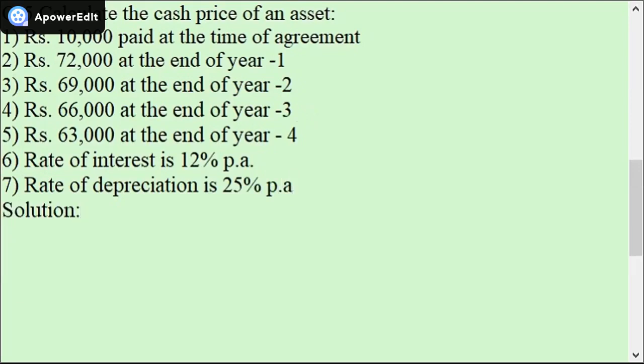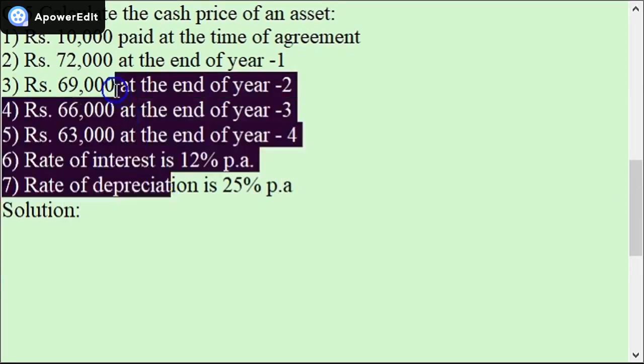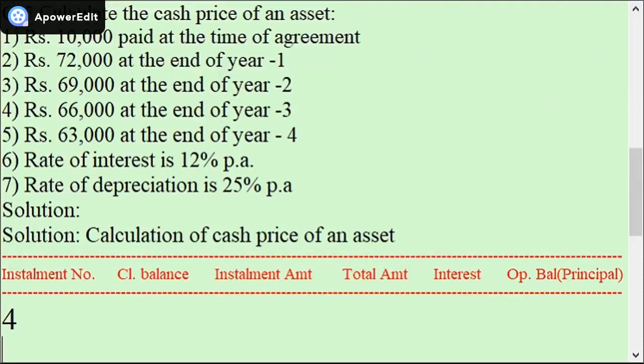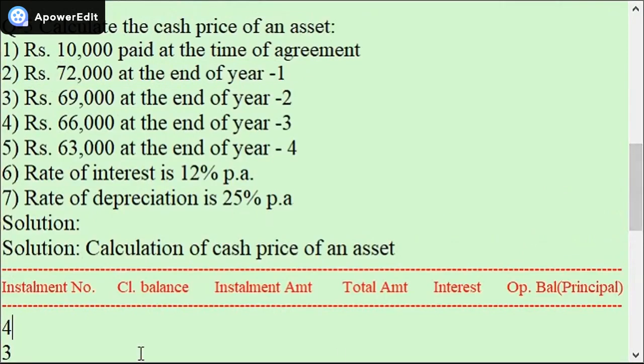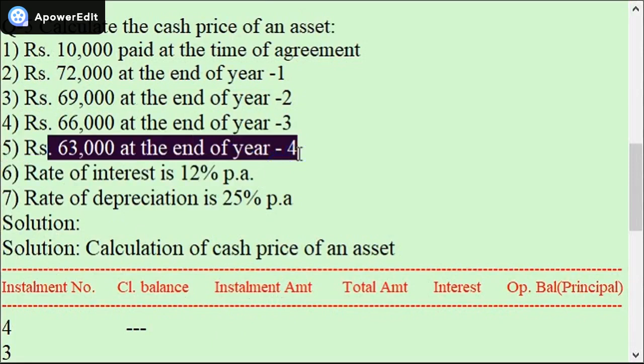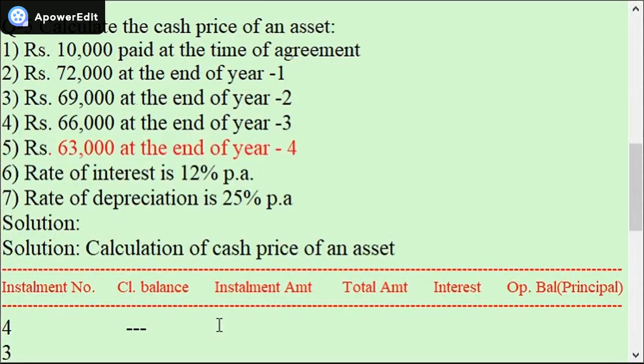You need to calculate the cash price of an asset from the data given to you. Annual installments, so I'll write 4, 3, 2 and 1. At the end of fourth year, that is after paying the fourth installment, there will not be any closing balance. Fourth installment amount is 63,000. The total amount will be 63,000, in which 12% interest is included.